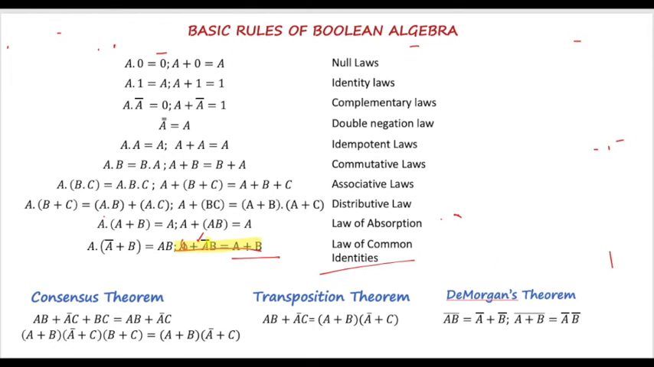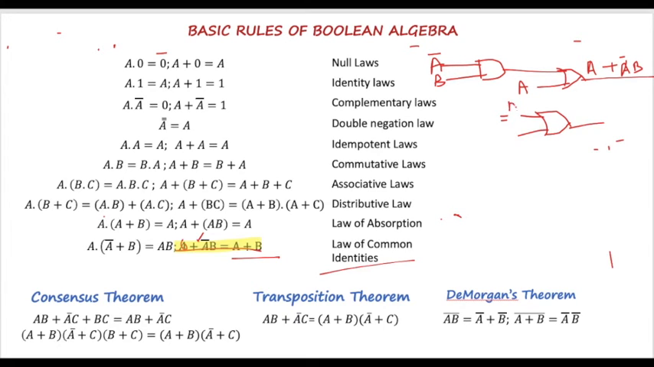Now I am explaining this relation. So here A bar ANDed with B, then ORed with A, which gives A plus A bar B, equals A or B. Now let's explain with a truth table.